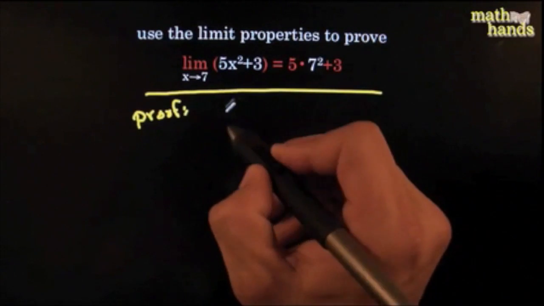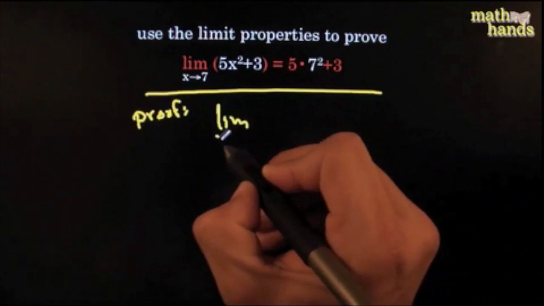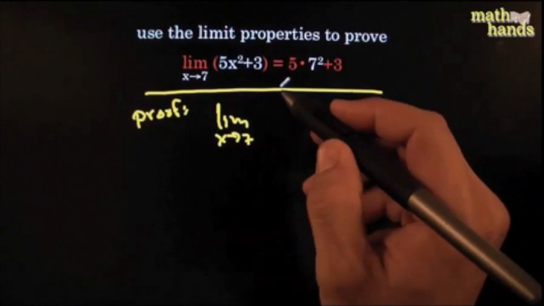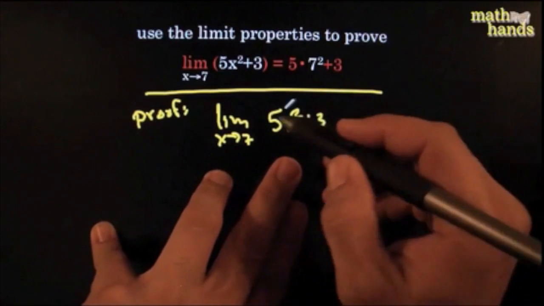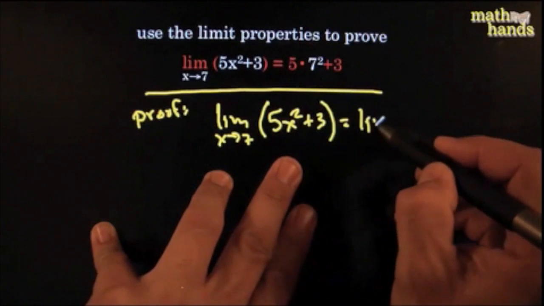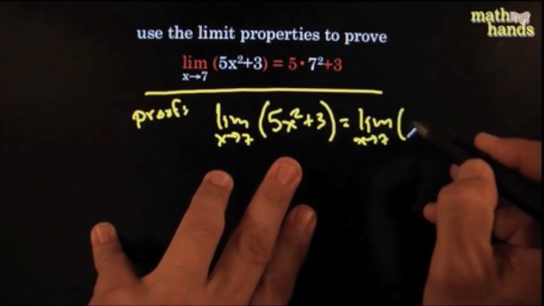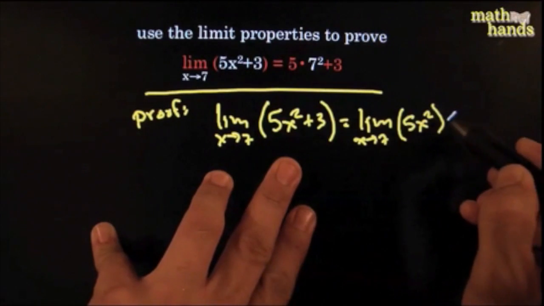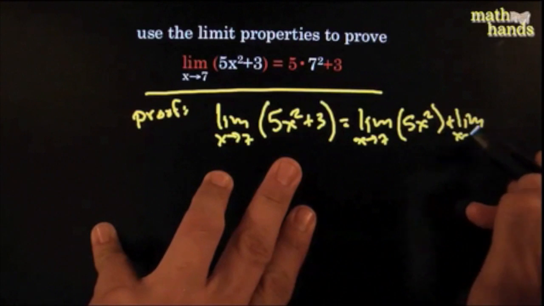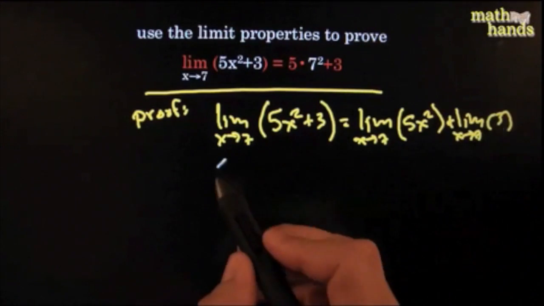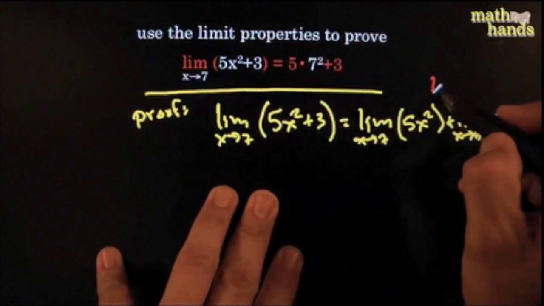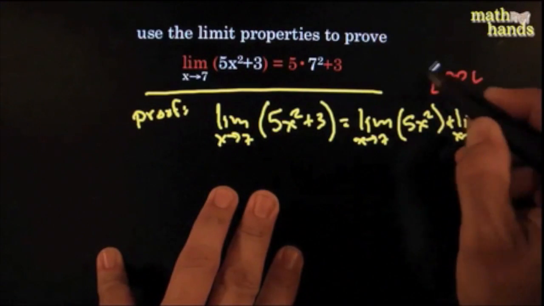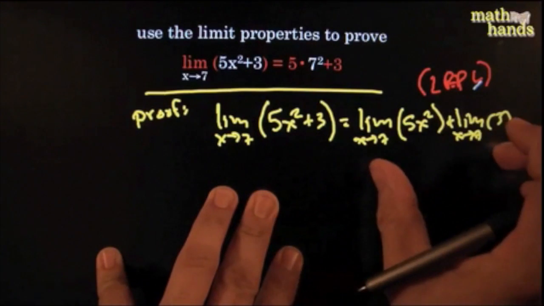Let's check. The limit as x goes to 7 of 5x squared plus 3. Well, that would be the limit as x goes to 7 of 5x squared plus the limit as x goes to 7 of 3. Why? What did I use there? There I used the limit of the sum as the sum of the limits. Super famous. So long as each one exists and is finite, it's okay.